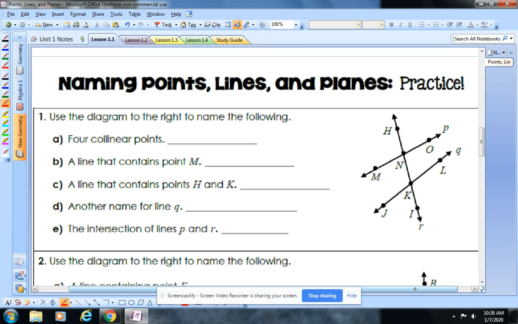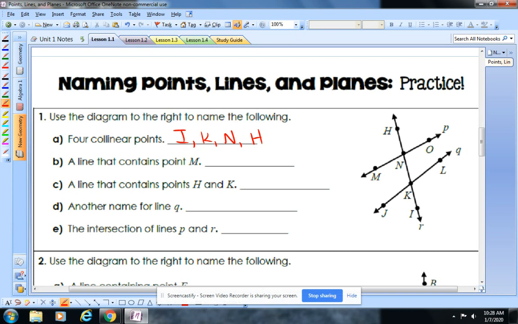Now, it said 4 collinear points, right? Is there a line that has 4 points on it? Which one? Line R, right? Do any of the others have 4 points on them? No. So I'm going to use I, K, N, and H for my 4 collinear points. Does that make sense? So just use your capital letters, and I'd use commas. I, K, N, and H. Make sure you use capital letters if you're talking about points.